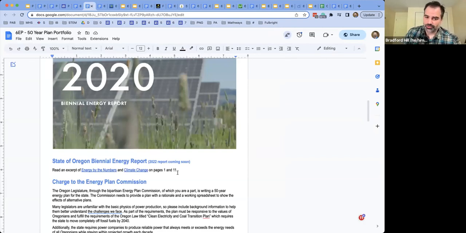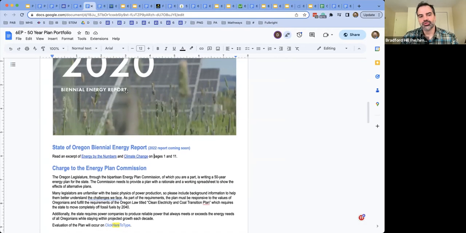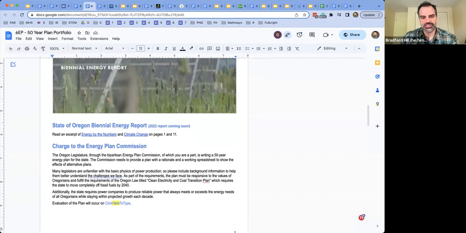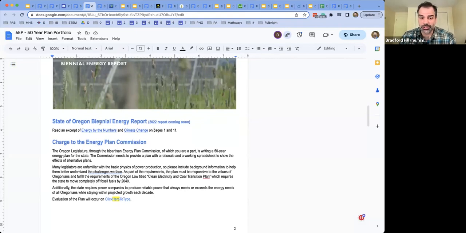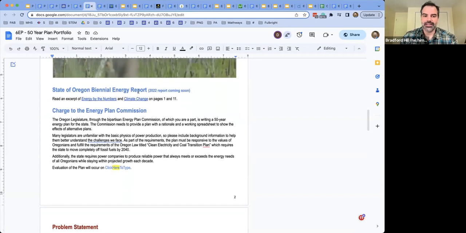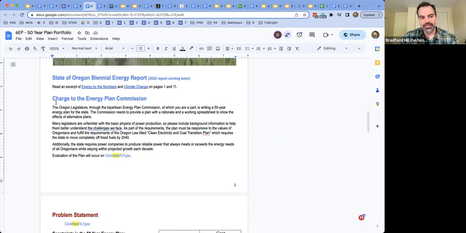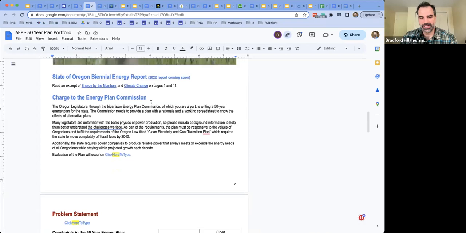So that is our 50-year energy plan portfolio. And it is the 2020 update. 2022 has been released. It always lags a little bit, but those will be updated. But that was just recently released. And so they read excerpts from the actual State of Oregon Energy Report. And the new report still does reference the older reports, but also has updated numbers. And like so often in our engineering projects, they get put in an energy plan commission.